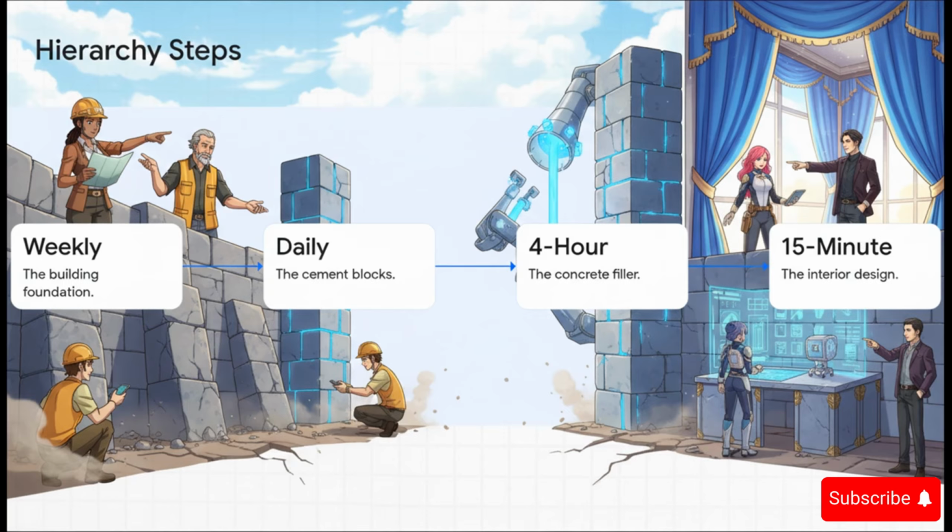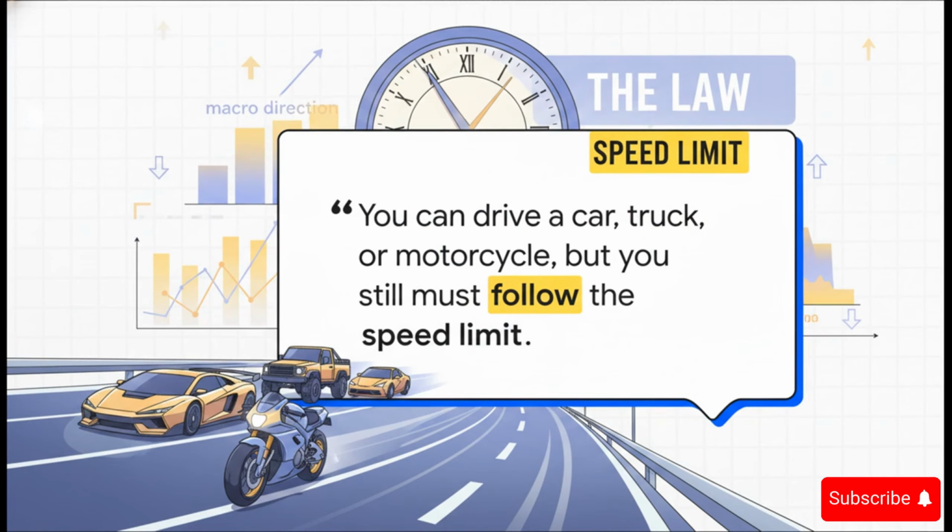You can pick out the nicest marble countertops for your 5-minute chart, but if that weekly foundation is crumbling beneath you, your entire trade is going to collapse. You absolutely have to build your narrative from the top down. I love this analogy. You can drive a car, a truck, or a motorcycle, but you still have to follow the speed limit. Listen, it doesn't really matter if you identify as a rapid-fire scalper, a day trader, or a super patient swing trader. The higher time frames dictate the ultimate rules of the road. The strategy or the vehicle you use is entirely up to you, but the macro direction of the market, that's the law.